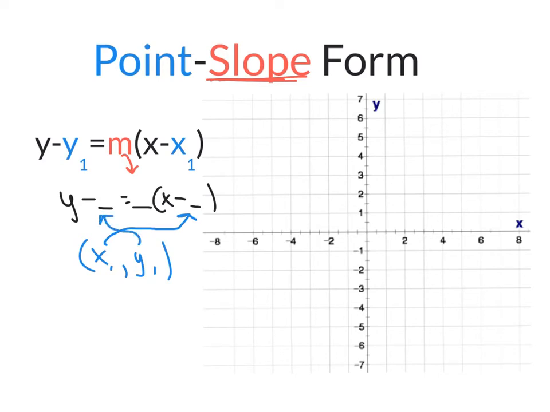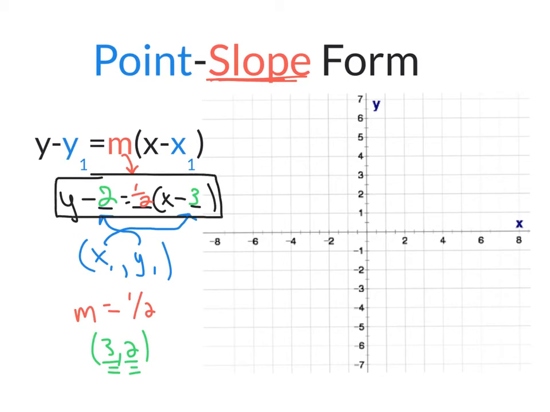So if we had an example that we were given a slope of 1/2 and a point of 3, 2, our slope, 1/2, would be there. Our x value of 3 would go here. Our y value of 2 would go here. So our equation would look like this. y minus 2 equals 1/2 times x minus 3.